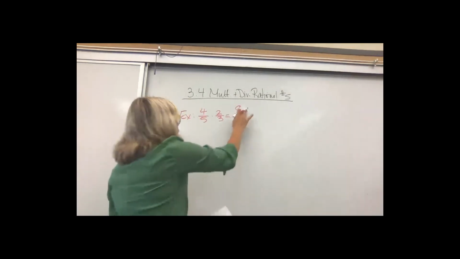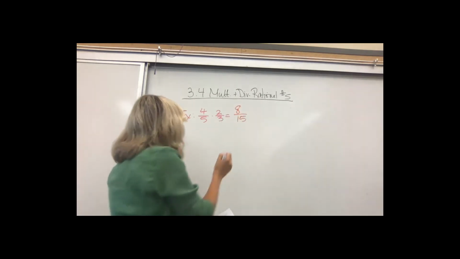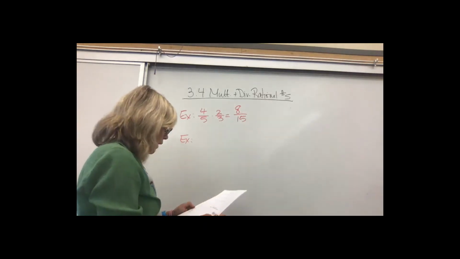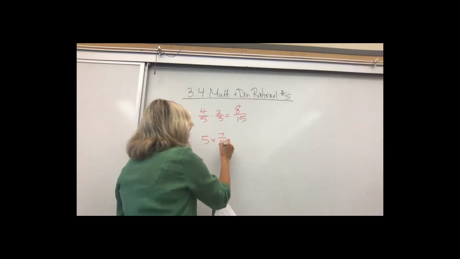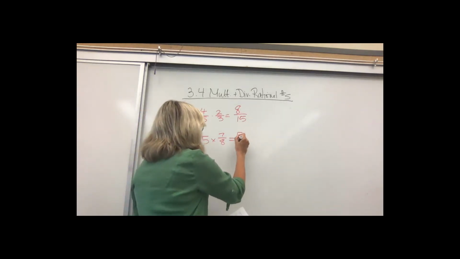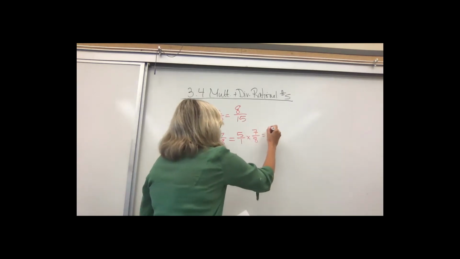Sorry, it's kind of a wonky 8. I'll fix that up. And suppose we have 5 times 7/8. Well, that also looks like 5 over 1 times 7/8, which equals 35/8.